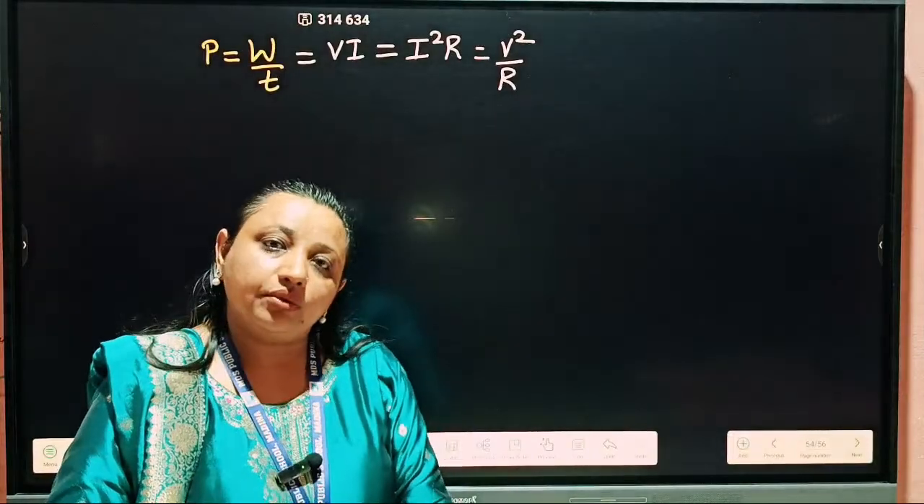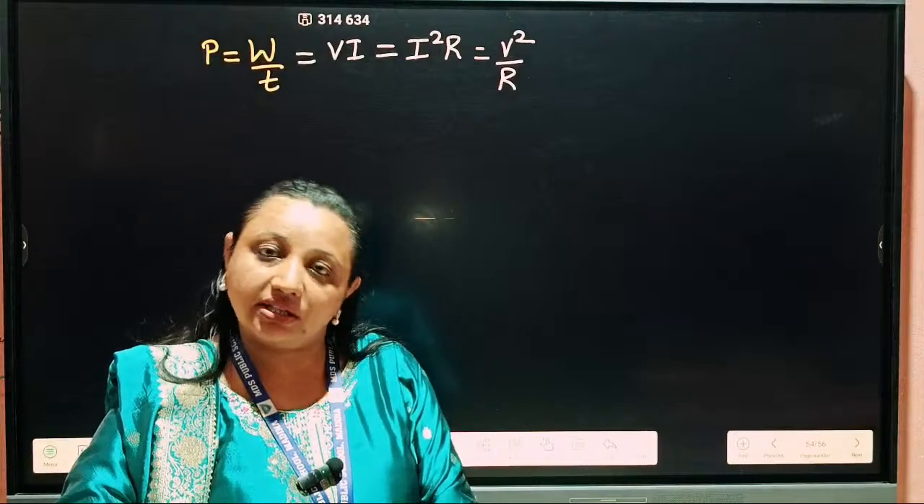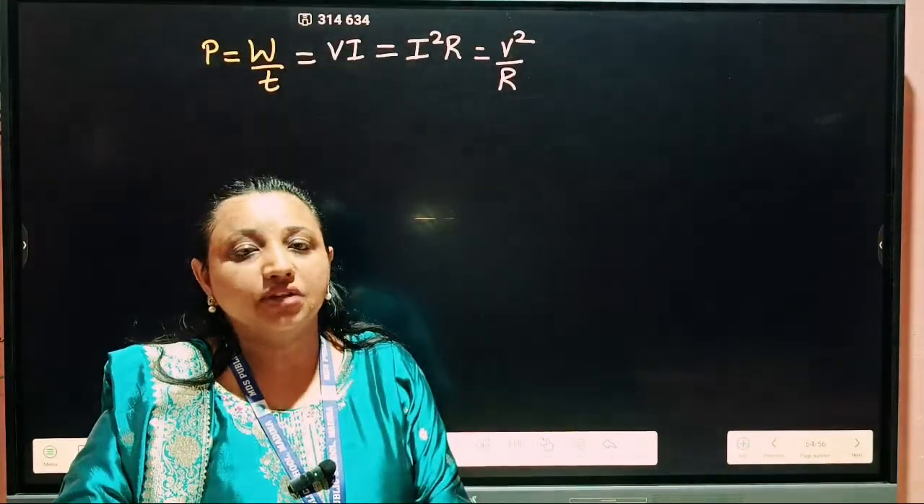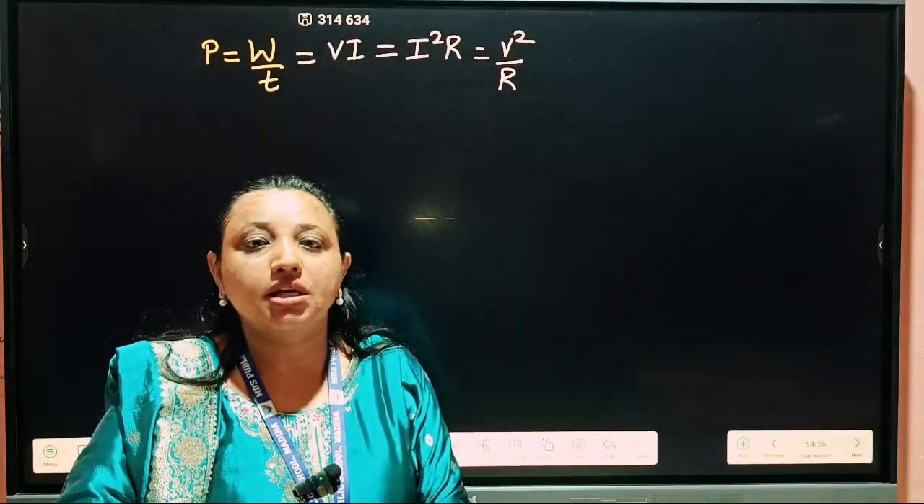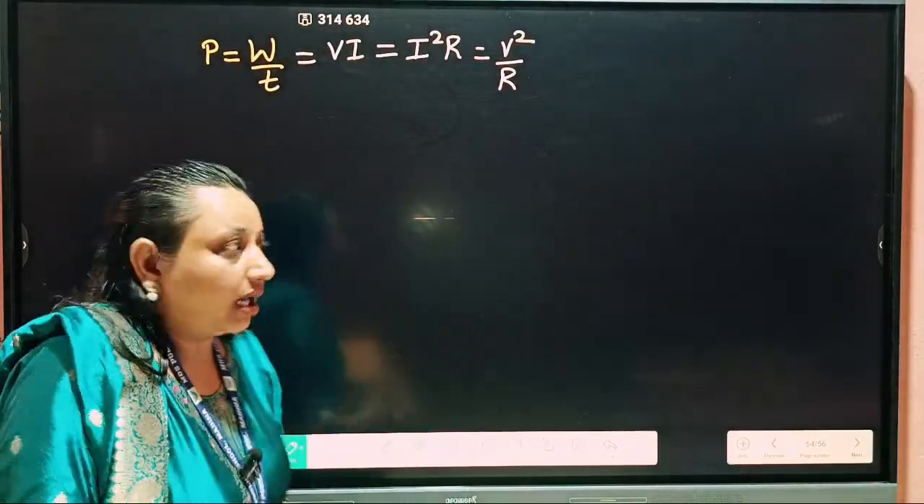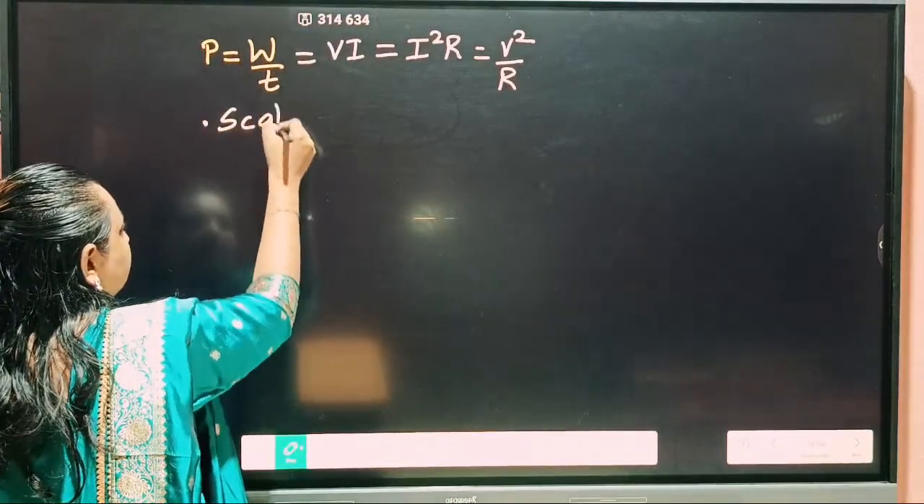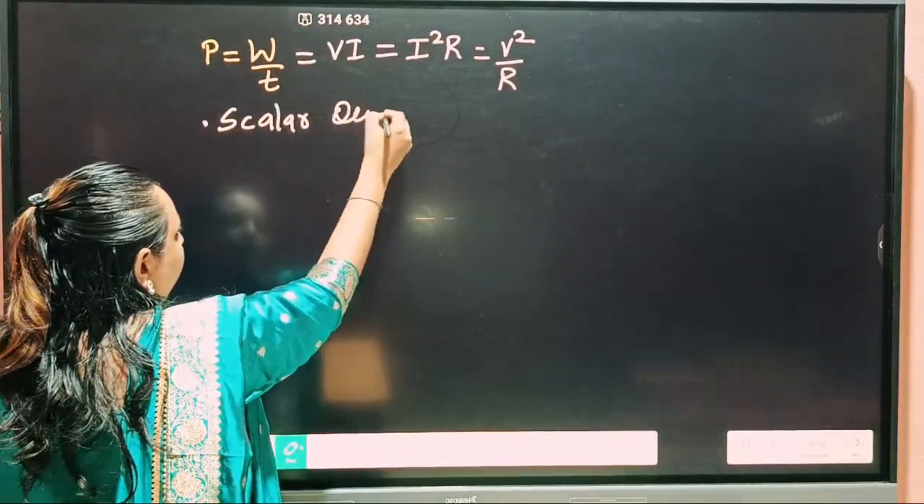According to the given values in the numerical, which formula we are going to use depends on the given values. So power has three formulas: P is equal to VI, P is equal to I square R, and P is equal to V square upon R. It is a scalar quantity. Power is a scalar quantity.